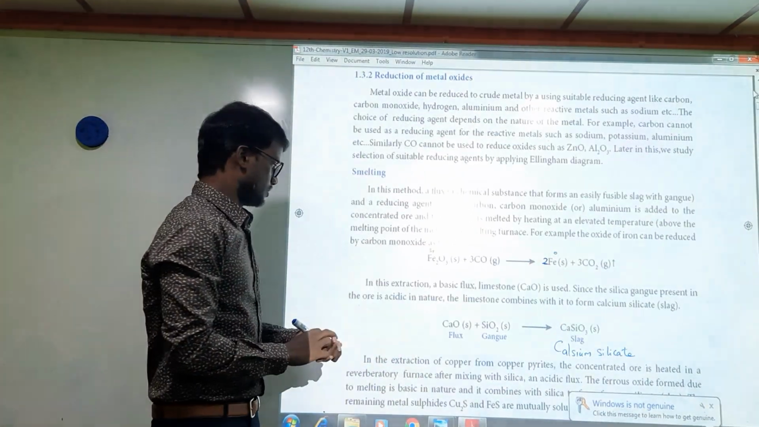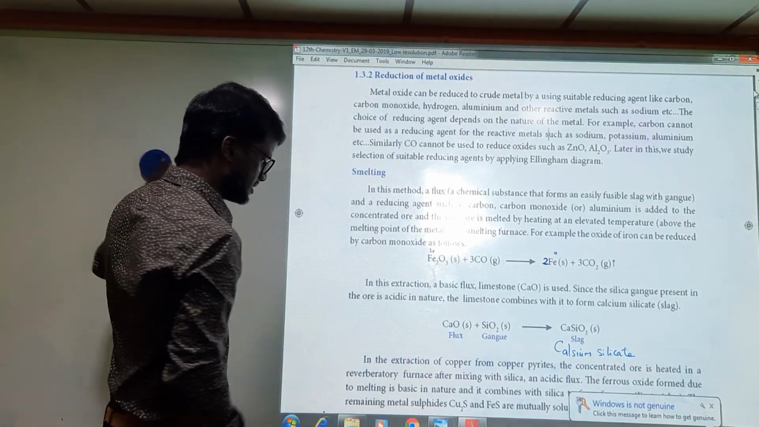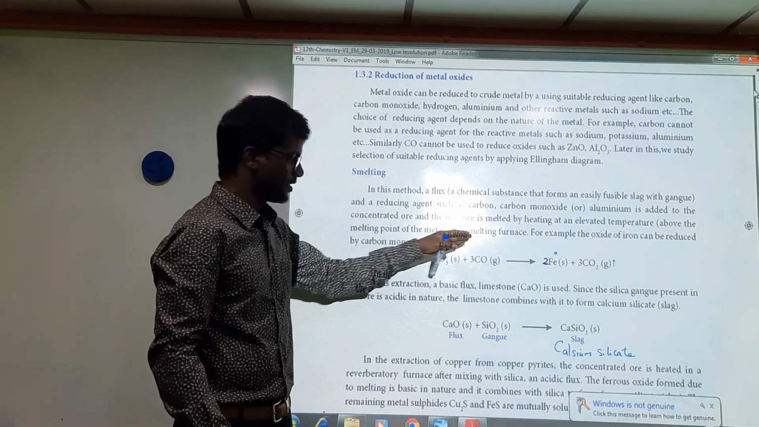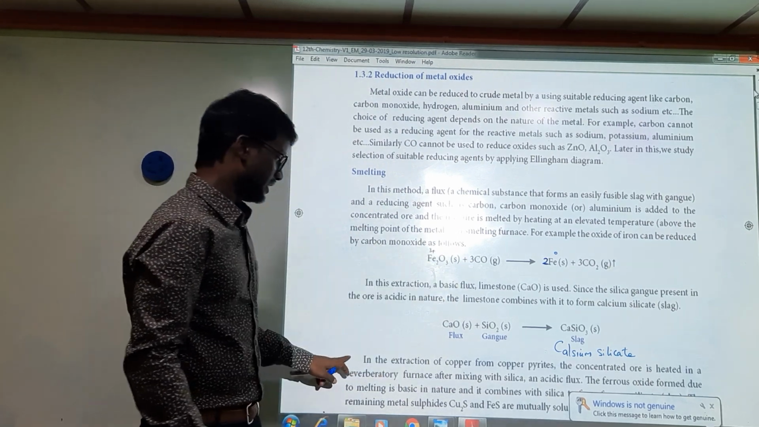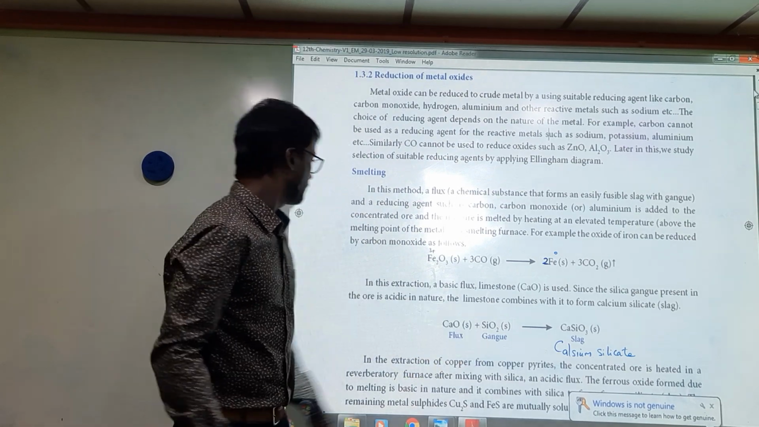Is it okay? So we'll continue. Next we'll see the extraction of copper. First we have completed iron, now we'll go for copper. The extraction of copper from copper pyrite.